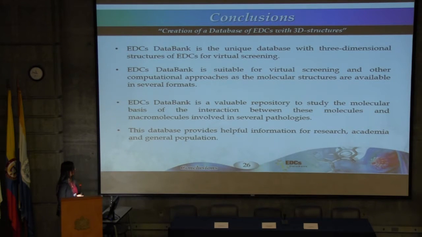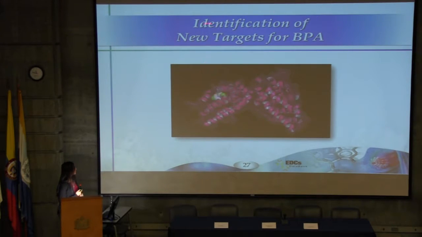So the construction of databases is very nice because you can help people to do research with data and it makes it more organized. The second part is the identification of new targets for bisphenol A. This was made by an approach called inverse virtual screening, in which you have only one molecule and you have several proteins to test. This approach can also be used for the identification of protein targets for new drugs, for example.